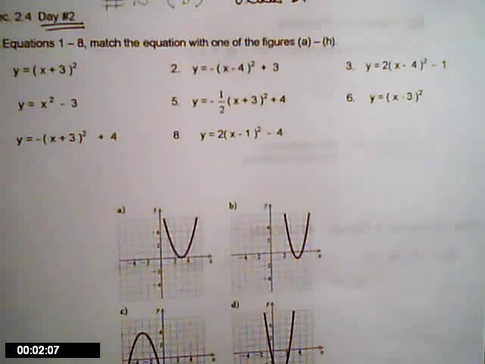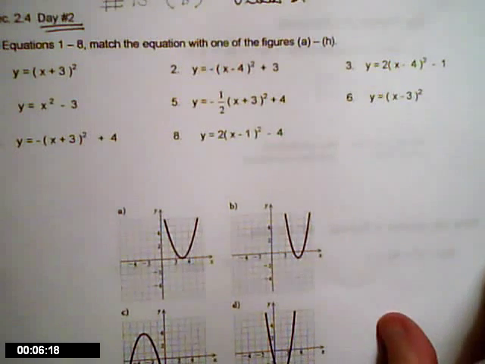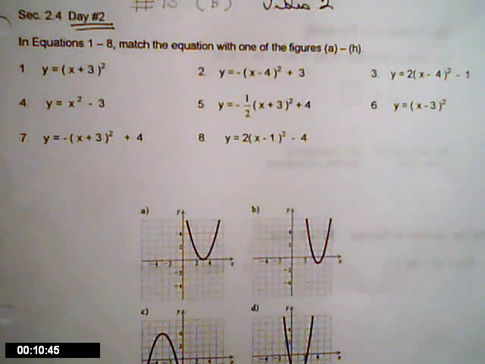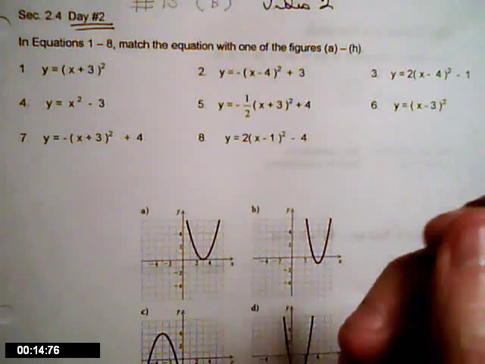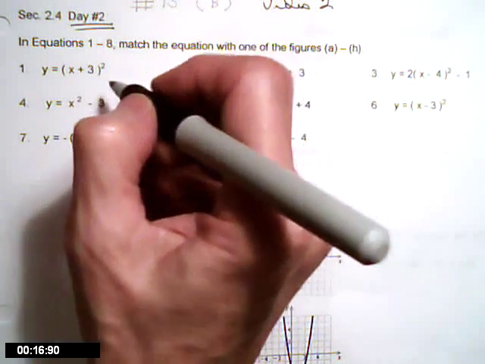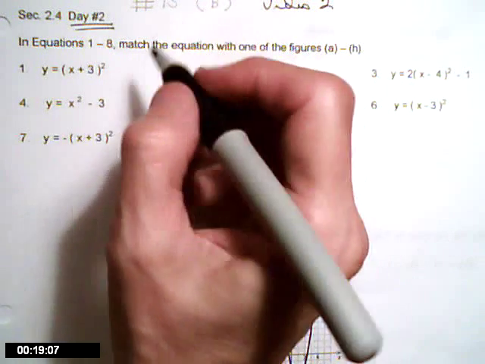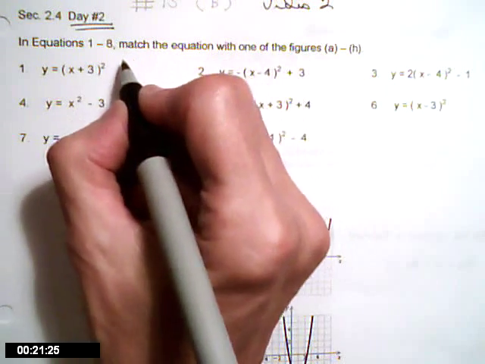This video again is on section 2.4. It's just a review of recognizing graphs when the equations are in vertex form. I'm going to look at the equations first and let's find some information about them. In number 1, y equals x plus 3 squared.